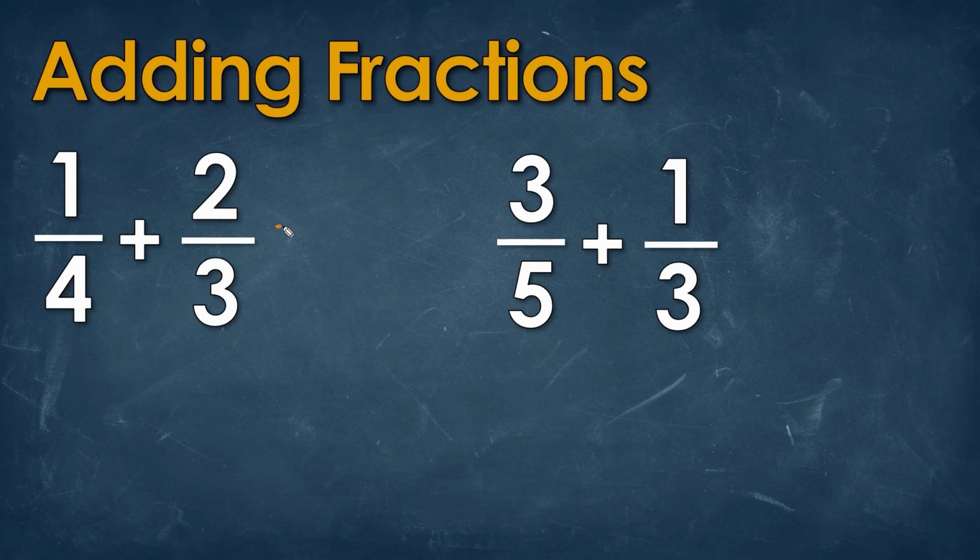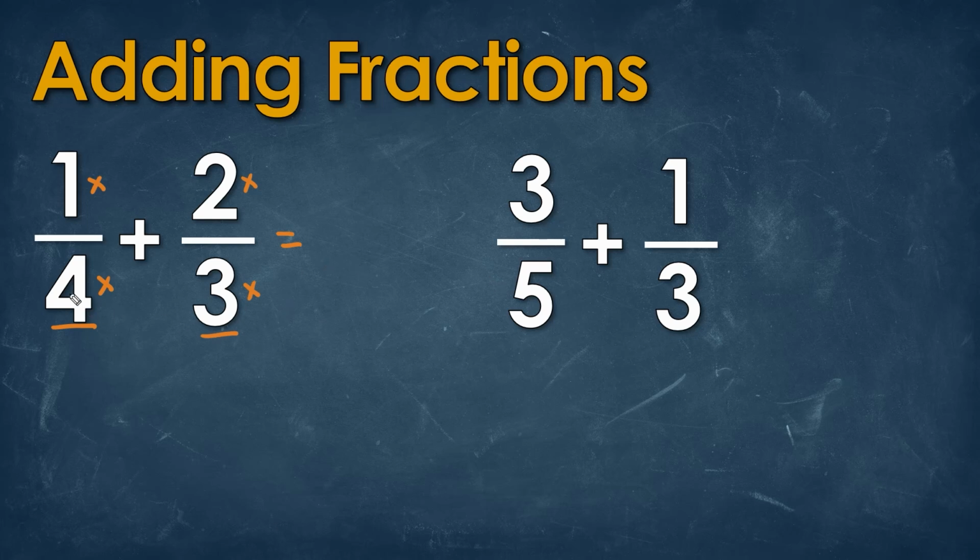So whenever we want to add fractions together, we have to make sure that the denominators, these numbers at the bottom, are the same. And we can tell that 4 and 3 are not the same value, so we have to figure out a way to make those the same value. And what we do is we actually multiply top and bottom of each one of these fractions by a number on each one so that we can get the same value.